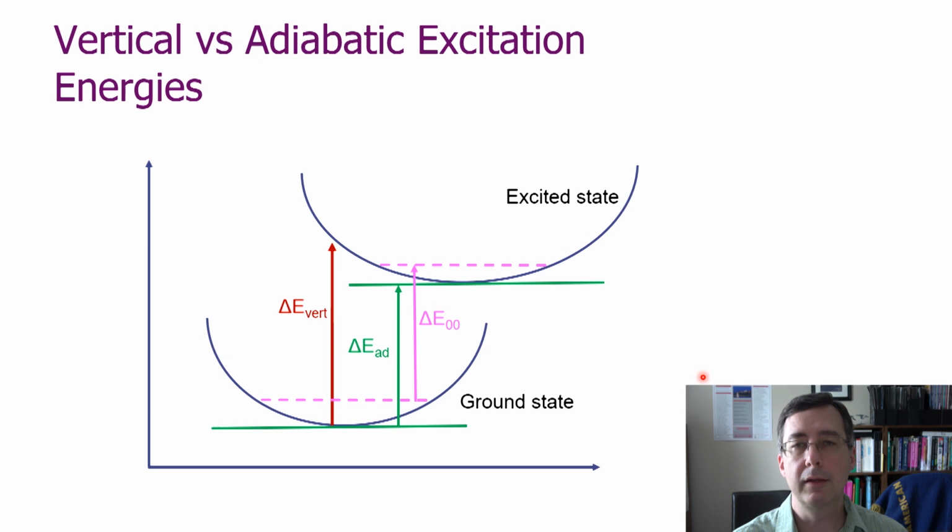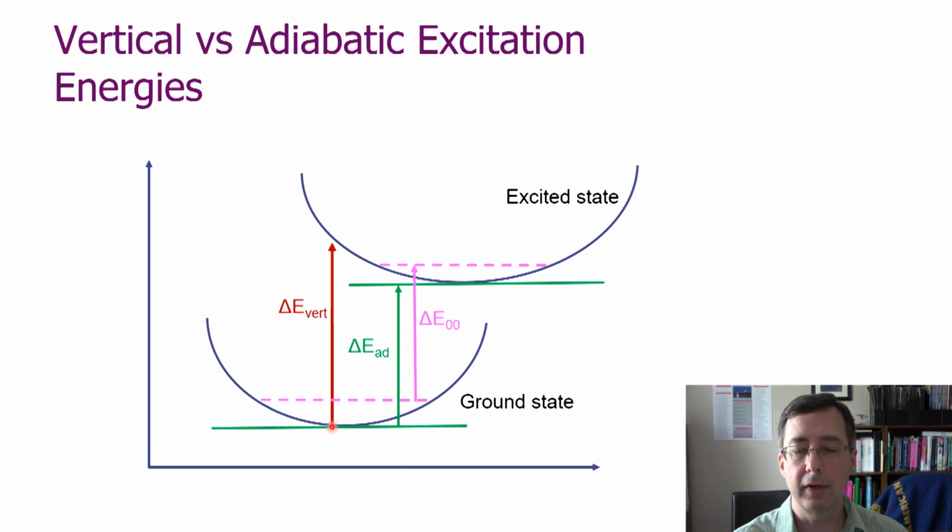Now there are three different ways to measure the excitation energy of an excited state. So let me illustrate those with this diagram. Here I've got the ground electronic state. Here I've got the excited electronic state. And notice that in this diagram, the excited electronic state prefers a slightly longer bond length. So my x-axis here is a bond length. You could think about this as a diatomic molecule or something.